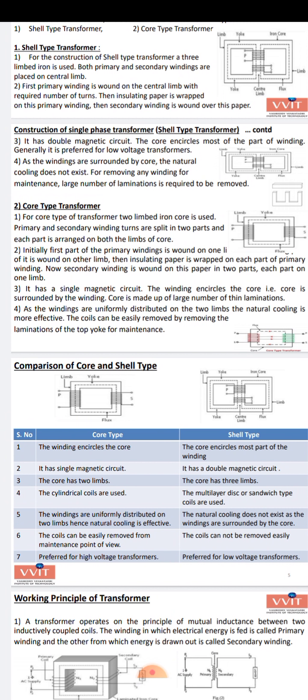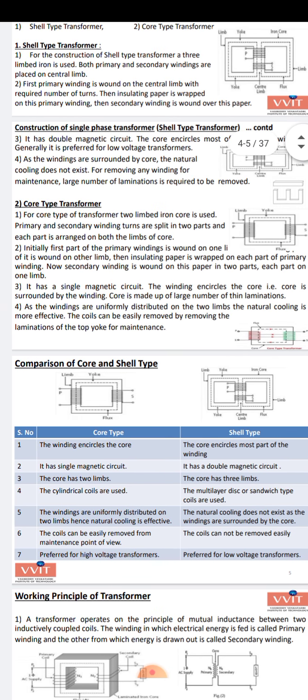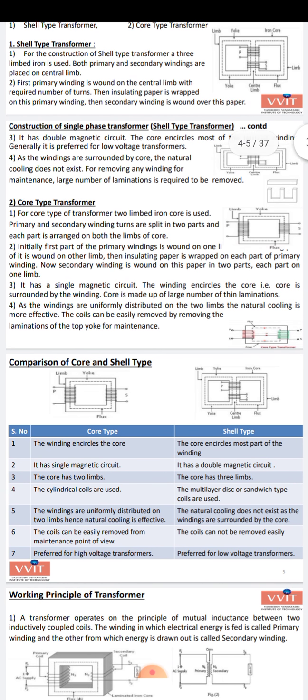Initially the first part of the primary winding is wound on one limb, and the other part is wound on the other limb. Then the insulating paper is wrapped on each part of the primary winding. Now the secondary winding is wound on this paper in two parts, each part on one limb, and it has a single magnetic circuit. The winding encircles the core. The core is made up of a large number of thin laminations. As the windings are uniformly distributed on two limbs, the natural cooling is more effective. The coils can be easily removed by removing the lamination of the top yoke for maintenance.